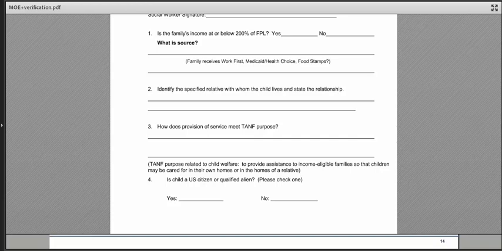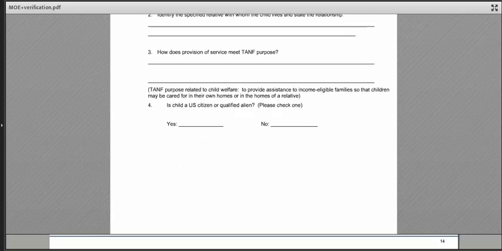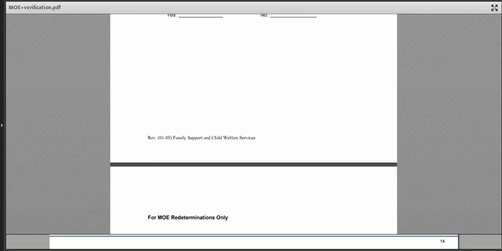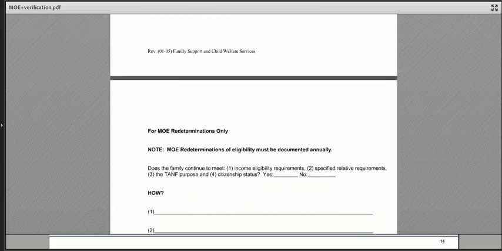And you can imagine if you're in foster care, there might be some situations where this doesn't apply, because if we're not trying to care for the child in their own home any longer or the home of a relative, then this would not be an appropriate use of that funding. And is the child a U.S. citizen or a qualified alien? Please check one. It's a very simple form, and it makes life much easier for yourself and an auditor if you have it just right there in the record with your documentation.